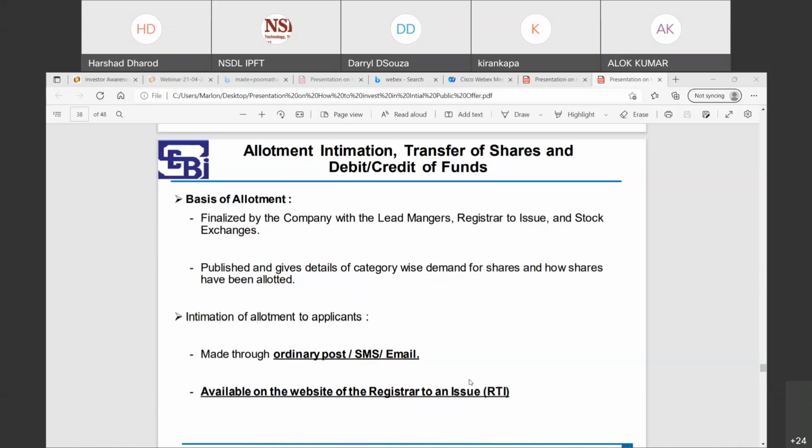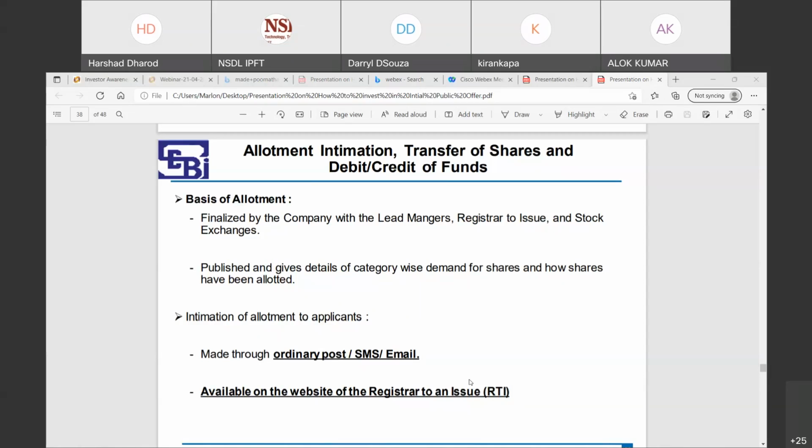Now, if the issue is oversubscribed, like 10 times, 15 times, then there would be a draw of lots, because we can't give shares to all the applicants. Once the draw of lots is carried out, the lucky numbers will be drawn by the exchanges, and the allotment will be done. So that will all be determined by the RTA and the exchanges.